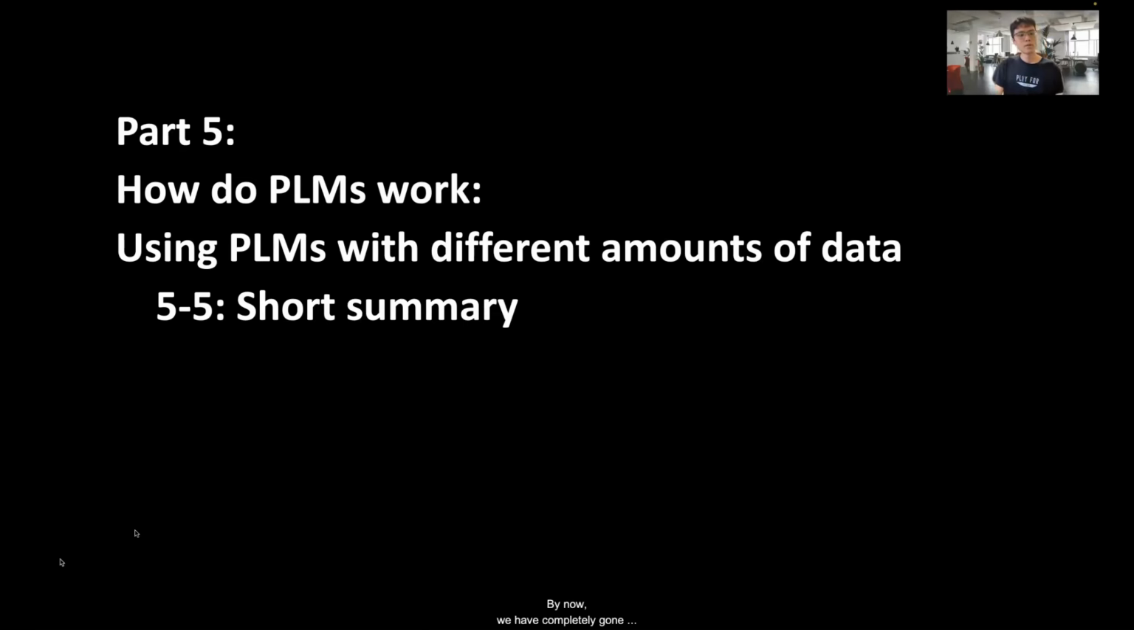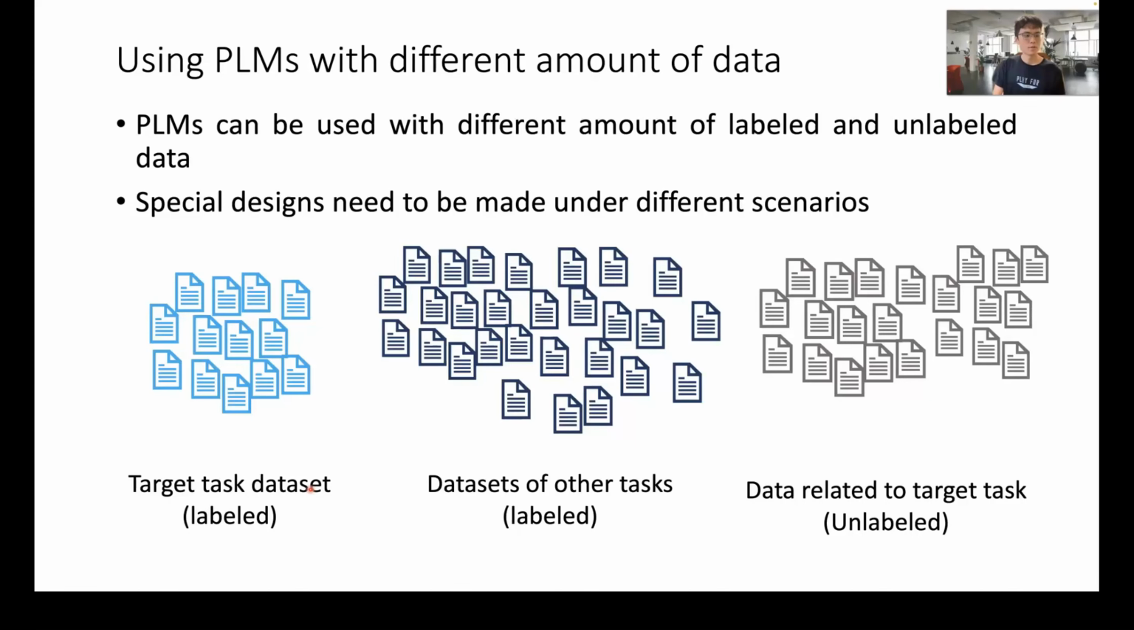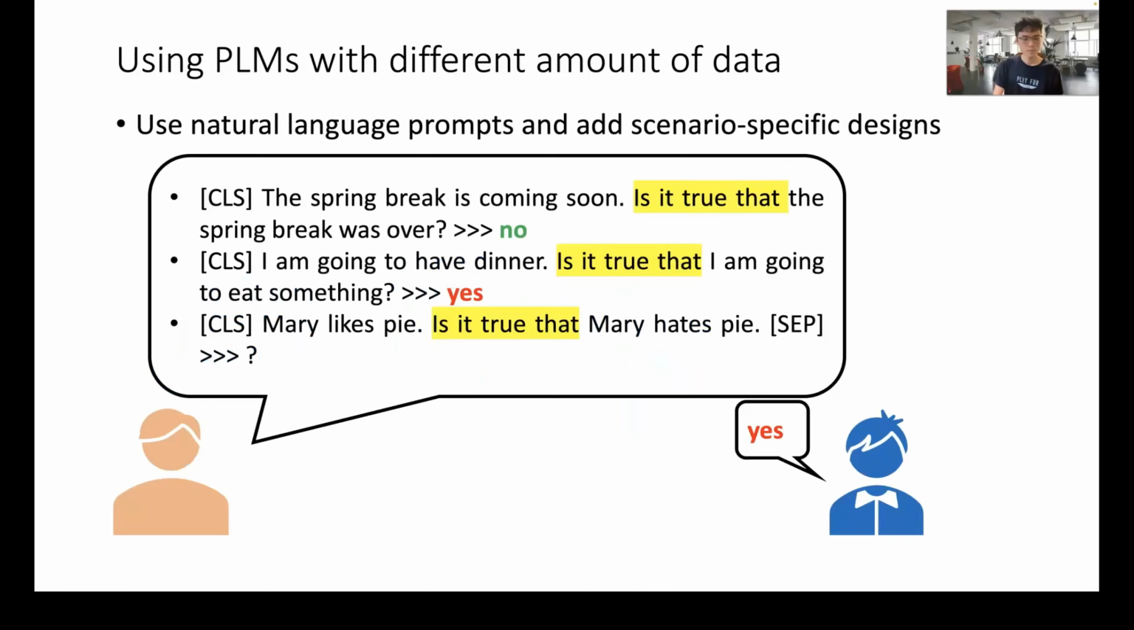By now, we have completely gone through how to use pre-trained language models when we have different amounts of data. I'll give a very short summary in 2 slides. First, pre-trained language models can be used when we have different amounts of labeled training data. Unlabeled training data are also very helpful if they are used correctly with some special design. Additionally, labeled datasets of other tasks may also be helpful to transfer some useful knowledge.